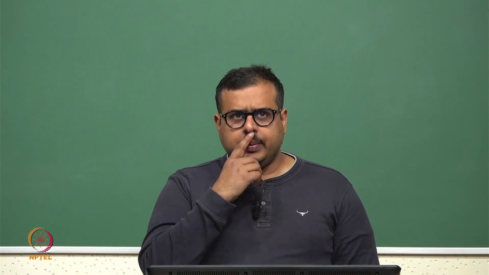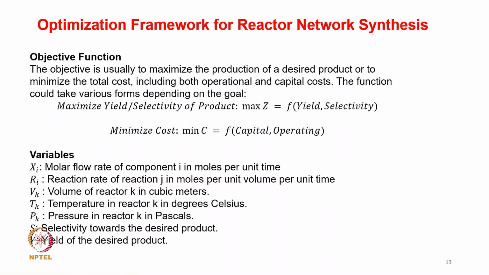And of course, we have to minimize the cost. What are the costs here? Capital and operating cost. The variables that we can typically manipulate or change, which we call decision variables in the optimization problem, include molar flow rate, reaction rate by manipulating the temperature, volume of the reactor, temperature, pressure, and of course output, where the desired output would be either selectivity or yield.